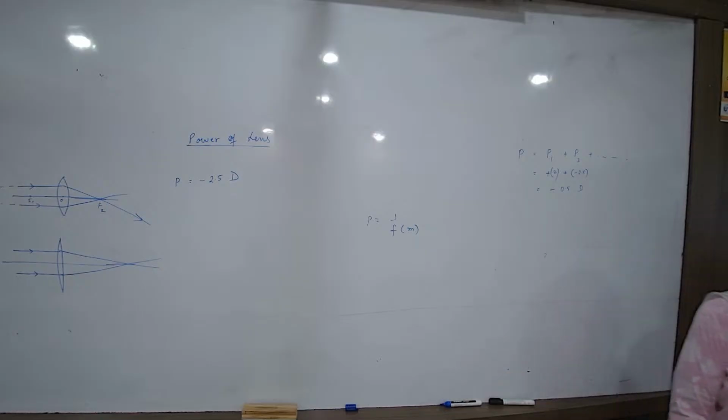The box which is given here, read it. Many optical instruments consist of a number of lenses. They are combined to increase the magnification and sharpness of the image. The net power P of the lenses placed in contact is given by the algebraic sum of the individual powers P1, P2, P3, as P equals P1 plus P2 plus P3. Underline this: the net power of the lenses placed in contact is given by the algebraic sum of the individual powers.